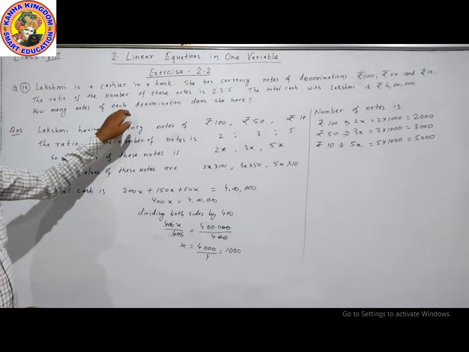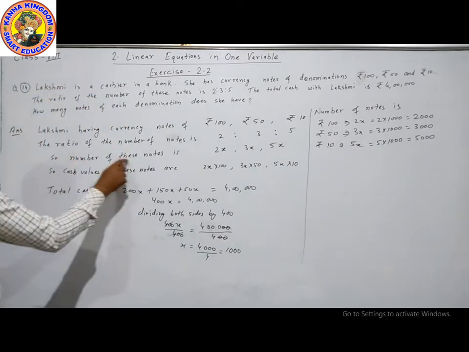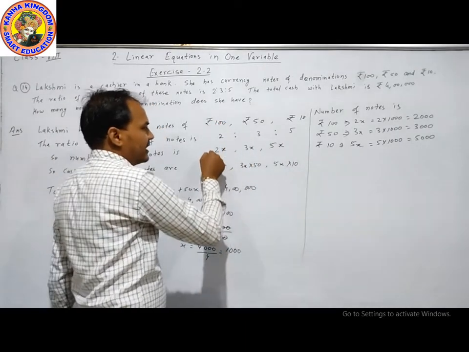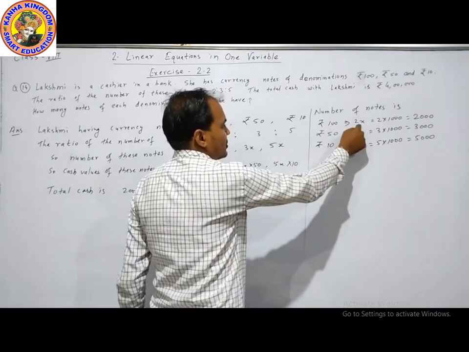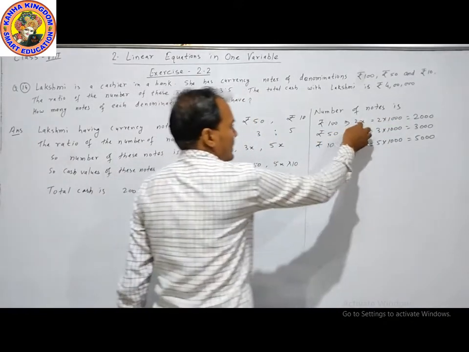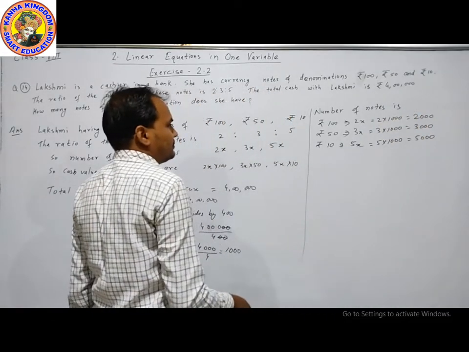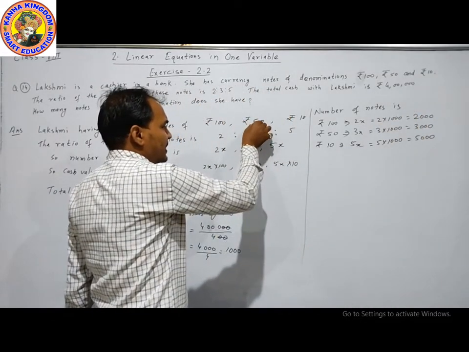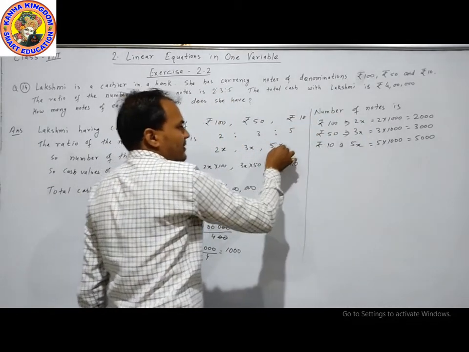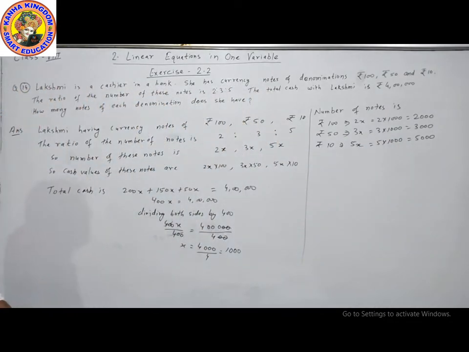How many notes of each currency? The number of notes is 2x, 3x and 5x. Rupees 100 notes are 2x, that is 2 into 1000, as the value of x is 1000. So the answer is 2000. Rupees 50 notes are 3x. Rupees 10 notes are 5x. This is our final answer.